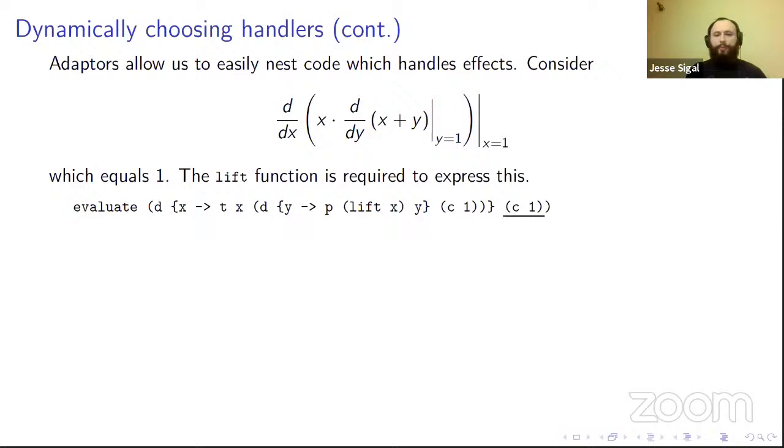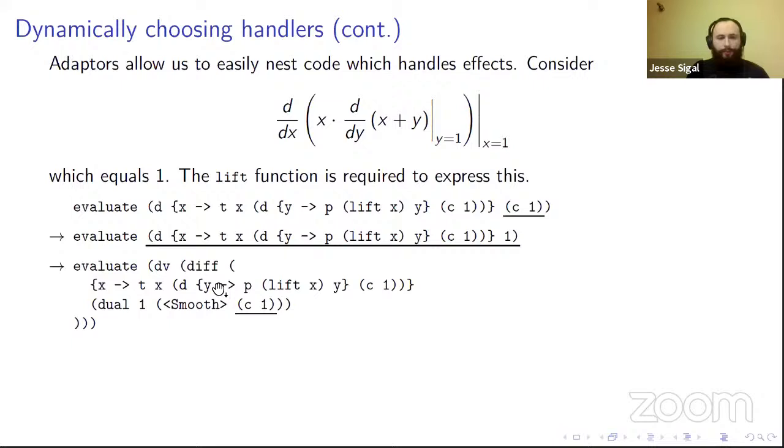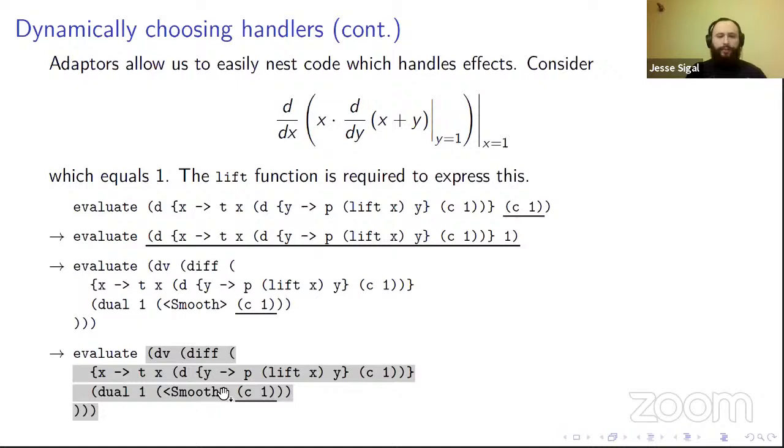So if we evaluate this a few steps, C1 is handled by evaluate, and we apply the function. Now we see here, once we've substituted the definition of D, we have the C1 here, and in front of the C1 is this smooth adapter. What this does is, instead of the C1 being delimited by the innermost handler, the smooth adapter basically says, skip the innermost handler and go to the one above that. And so now the C1 is handled by evaluate.